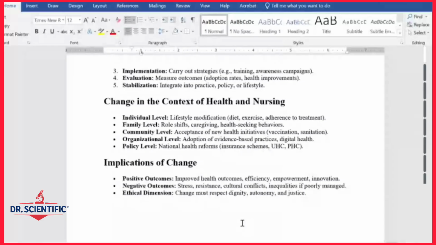They try to ignore. Then in the context of the community level, we need what we call acceptance of new health initiatives. In our country, when they are trying to give immunization or vaccination to children, you will find some areas where some people are not ready to accept the idea of vaccination.